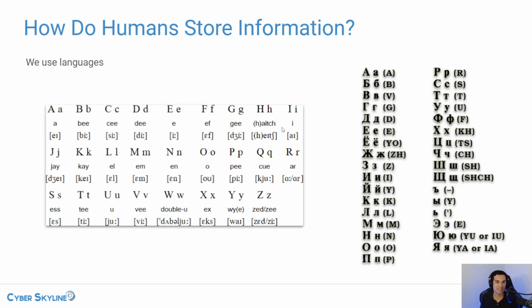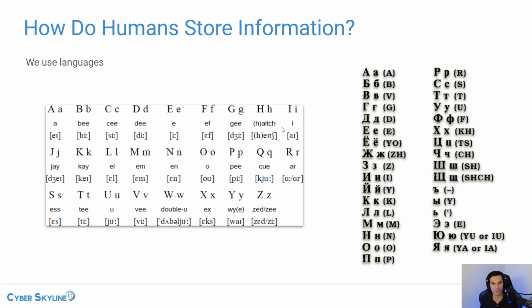Now, in each of these systems, whether it's English or whether it's Cyrillic, each of these characters represents a unique value. So A means something different than B. B means something different than C. We all know this, right? These are our building blocks. If you're combining multiple characters together, you can create a word. And once you have multiple words, you've got a sentence.